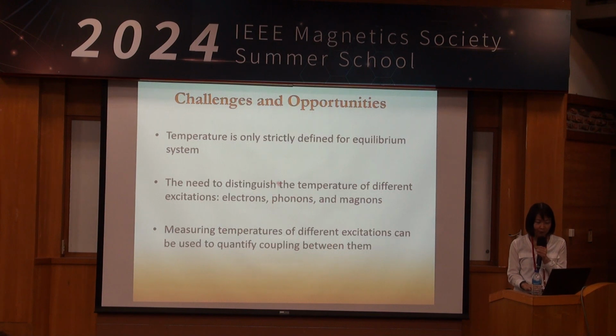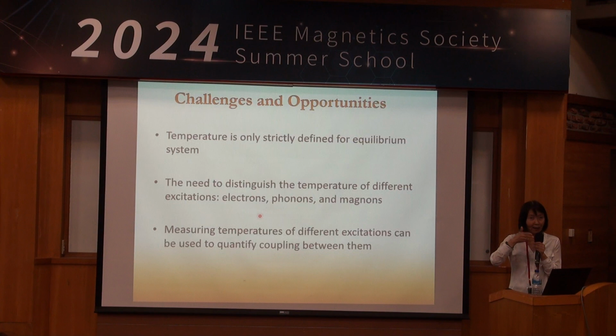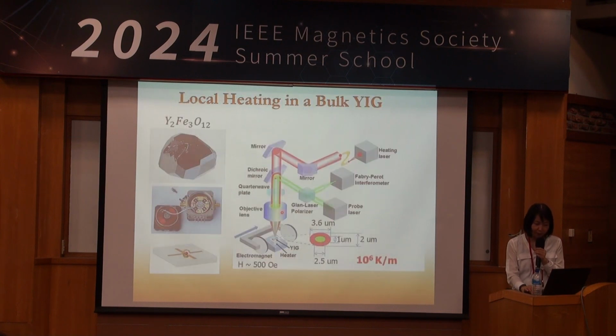So if you study these kinds of non-equilibrium transport properties, you often see what's called the three temperature model. You will assign the electron temperature, phonon temperature, and magnon temperature. Those models are better than nothing, but they're really not very useful unless you can actually measure these temperatures independently. So then how do we measure their temperatures? I need to be brief on this.